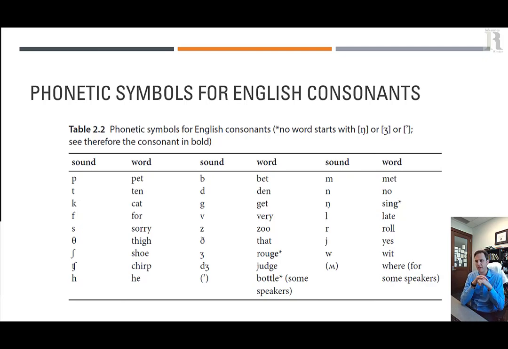So there's a little more about phonology for you. Phonology is trying to recognize the system of phonemes that belong to a specific language and how they work together and what combinations are possible.